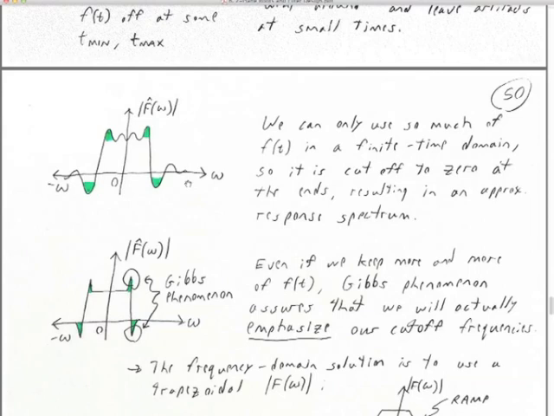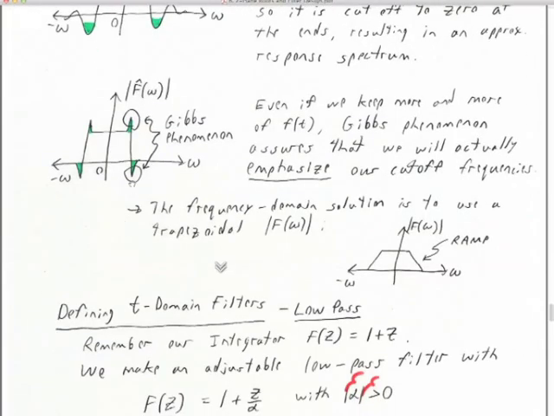That's called Gibbs phenomenon. No matter what you do, if you make the cutoff in frequency too steep, you're going to get these little ears. You're going to end up accentuating the noise that you thought you were trying to kill. Okay.